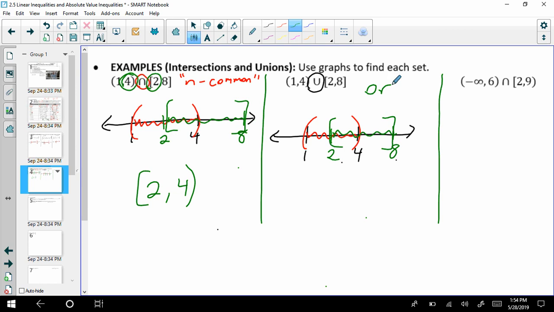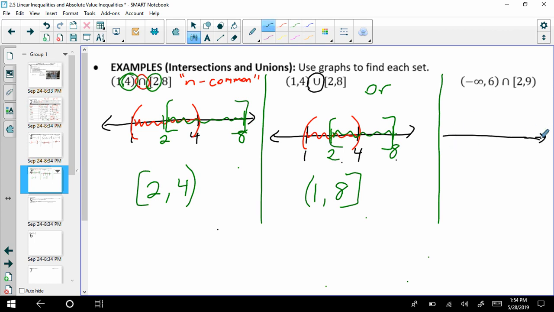You brought this to the marriage, you brought this to the marriage, now it's all of ours. So it's everything. So this entire thing would span from 1 all the way to 8, a parenthesis on 1 and a bracket on 8. That would be the union of those two. Okay, one more here.